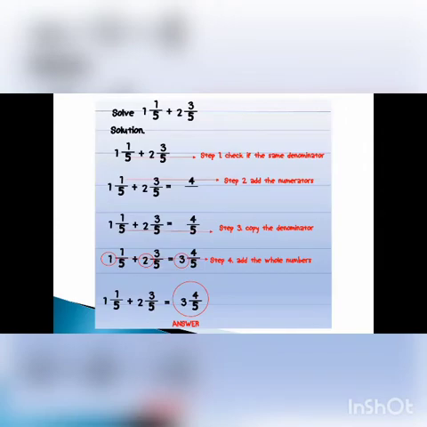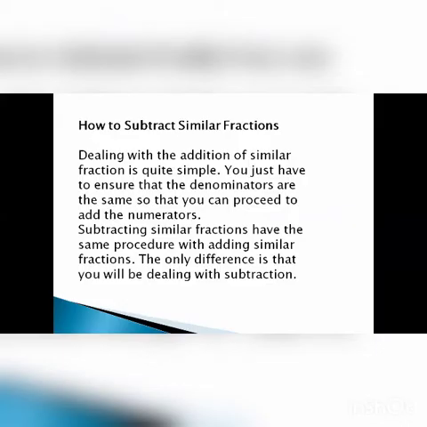Let's see one more example of a mixed fraction. 1 whole 1 by 5 plus 2 whole 3 by 5. Here you will check if the denominator is the same. Yes, here the denominator is the same, that is 5. So we will add the numerators first. 1 by 5 plus 3 by 5 will become 4 by 5. Now we'll add the whole numbers. 1 plus 2 is 3. So you'll get the answer 3 whole 4 by 5.